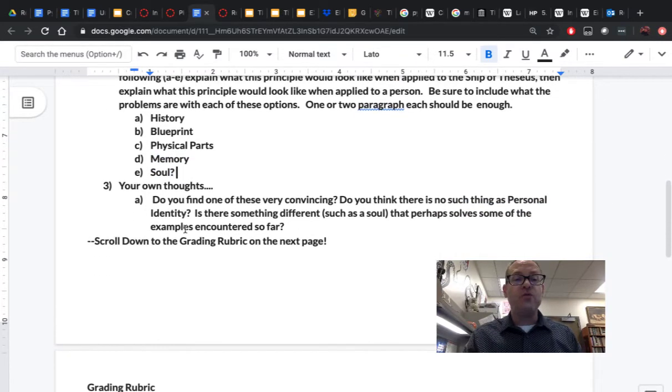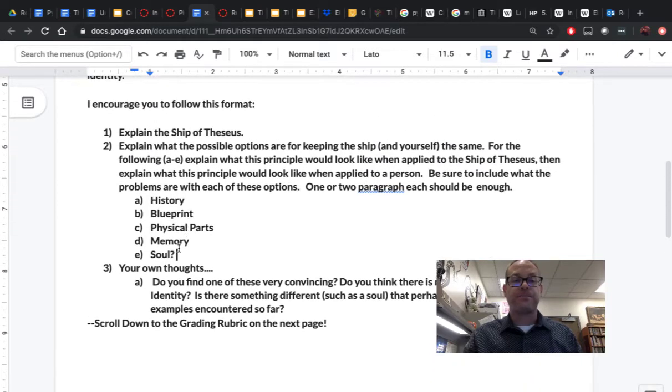These will only apply to the person. The ship will not have a memory. The ship will not have a soul. So in these two paragraphs, you will only be discussing the criteria as it applies to a person.